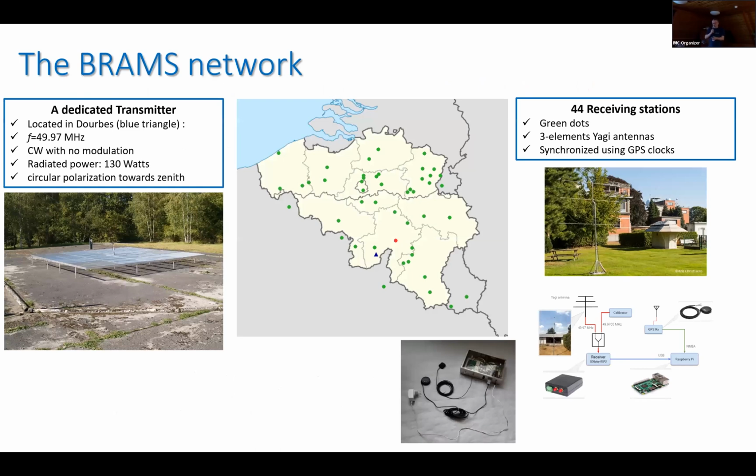And now a few words about our network, the BRAMS network, Belgian Radio Meteor Stations. Antonio has already presented a little bit about the network. So you know we have a dedicated transmitter here. We currently have 44 active receiving stations, all the dots here. And we are using the same material: one vertically oriented 3-element Yagi antenna. Most of the recent stations are actually using a Raspberry Pi and an LSP2 digital receiver.